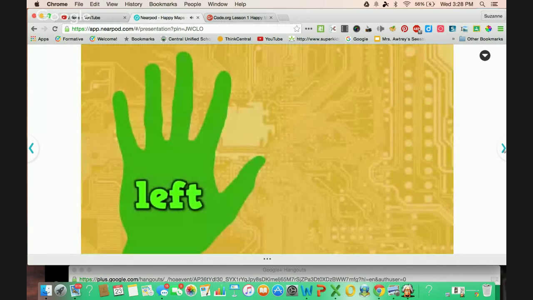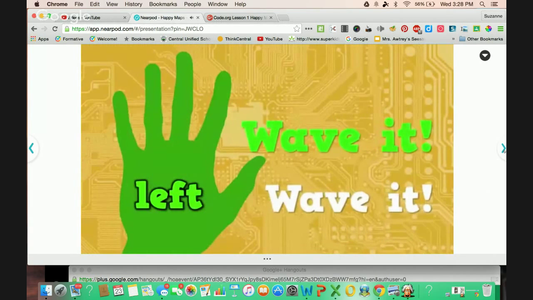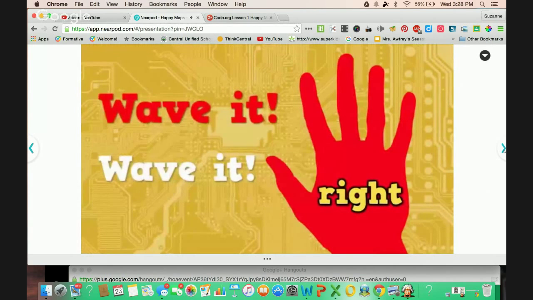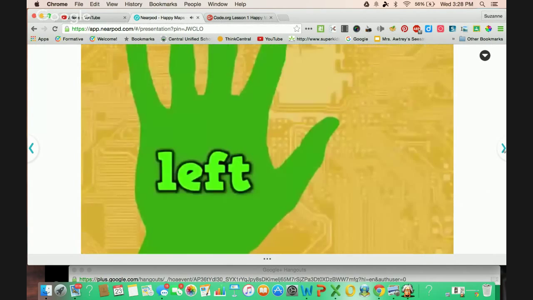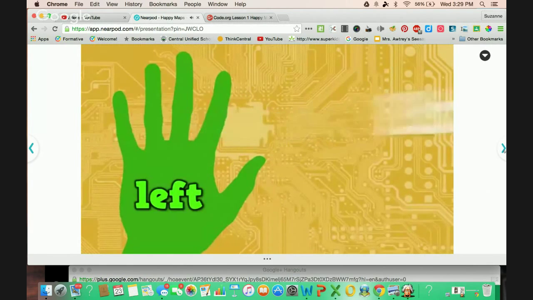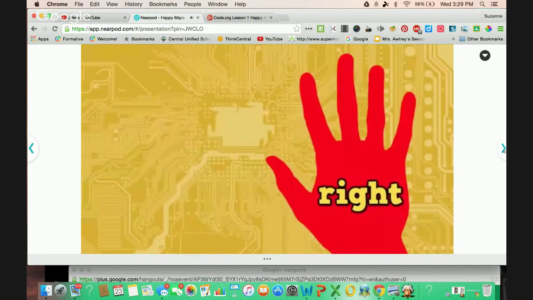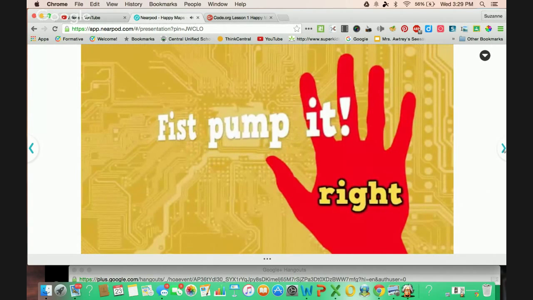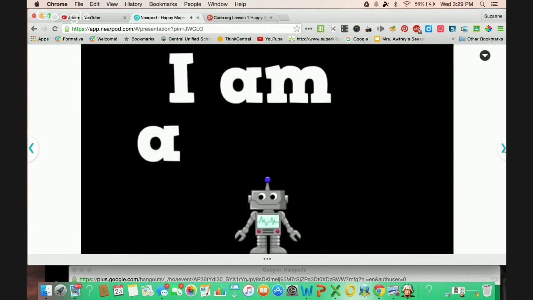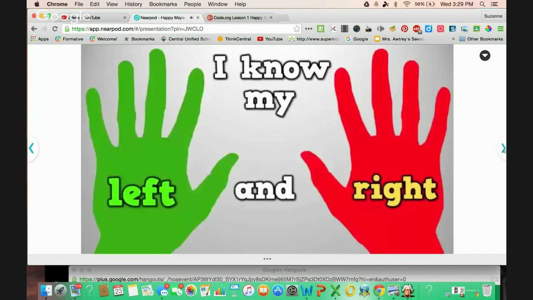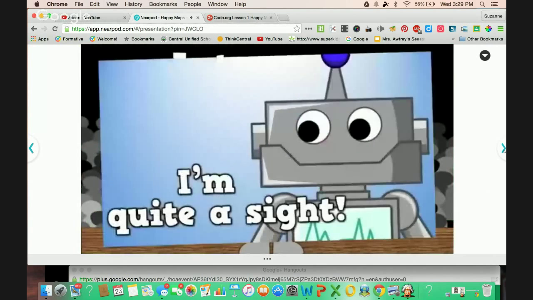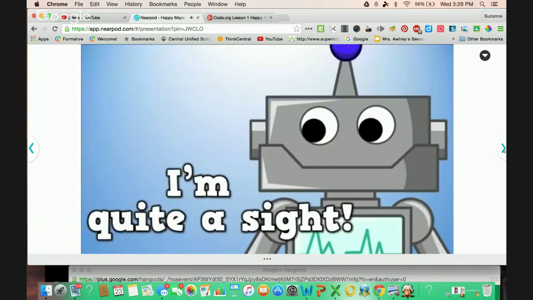Put your left hand in the air. Now wave it. I said wave it. Put your right hand in the air. Now wave it. I said wave it. Put your left hand in the air. Fist pump it. Put your right hand in the air. Fist pump it. I am a robot. I know my left and right. Let me go and show you. I'm quite a sight.